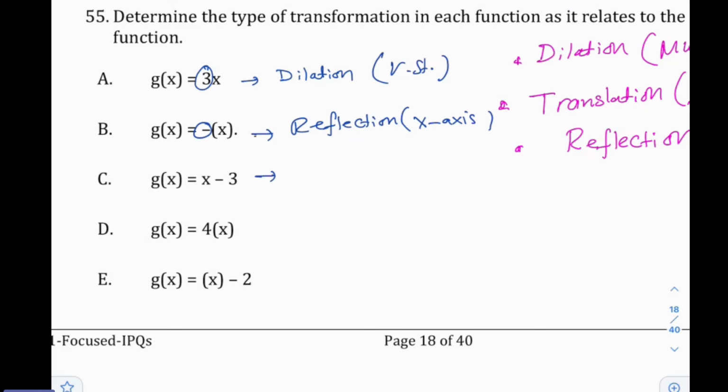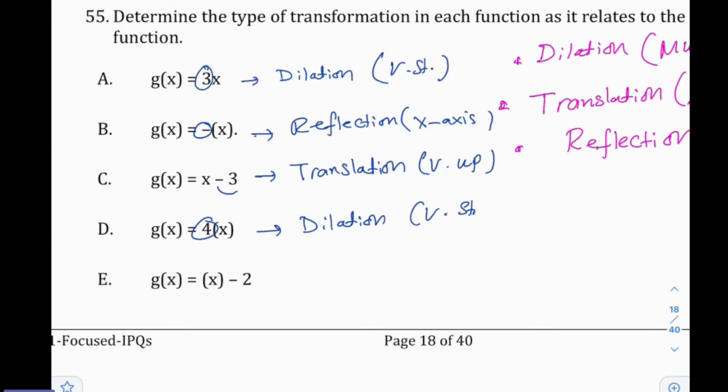This is translation. Translation means sliding, moving right, left, up, down. And this is outside, no group, so it will be vertical, translation up 3 units. This will be multiplication, meaning dilation. And this dilation includes a vertical stretch. This one, translation, sliding. And this will be 2 units down.